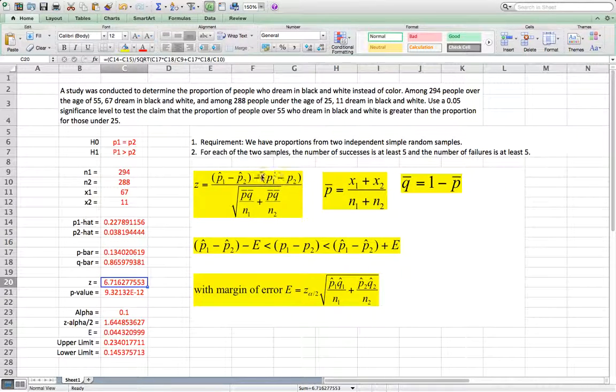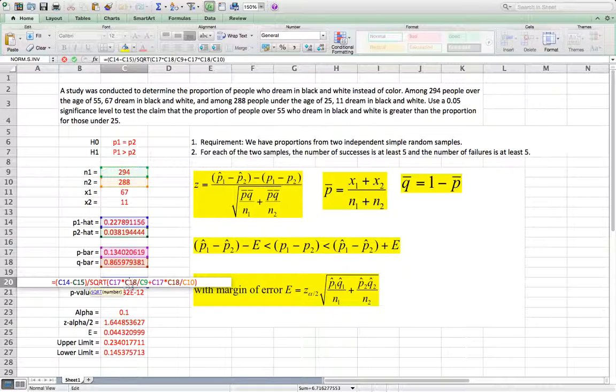Notice Z will use this formula. In this formula, notice P1 minus P2 will equal 0. This is based on the null hypothesis, P1 equal P2. So we simply do P1 hat minus P2 hat divided by square root of this thing. If you click on the formula, you can see here's how you do it. P1 hat is in C14, P2 hat is in C15.